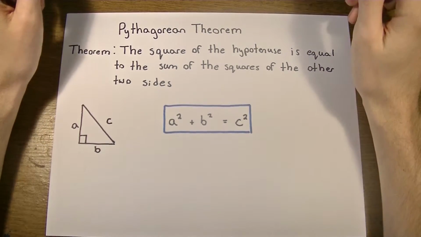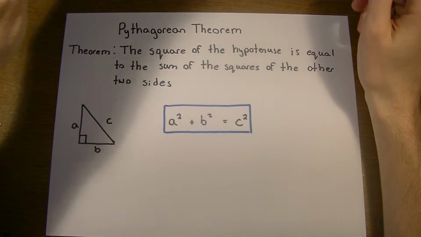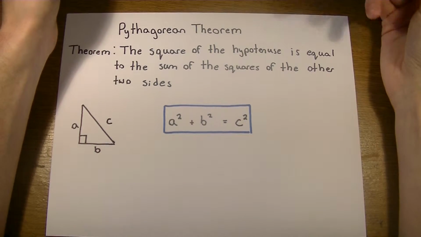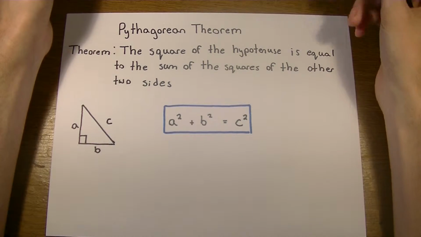Hey, so we're going to learn two proofs for the Pythagorean theorem. So what is the Pythagorean theorem? The theorem states that the square of the hypotenuse is equal to the sum of the squares of the two other sides. So what does that technically mean?